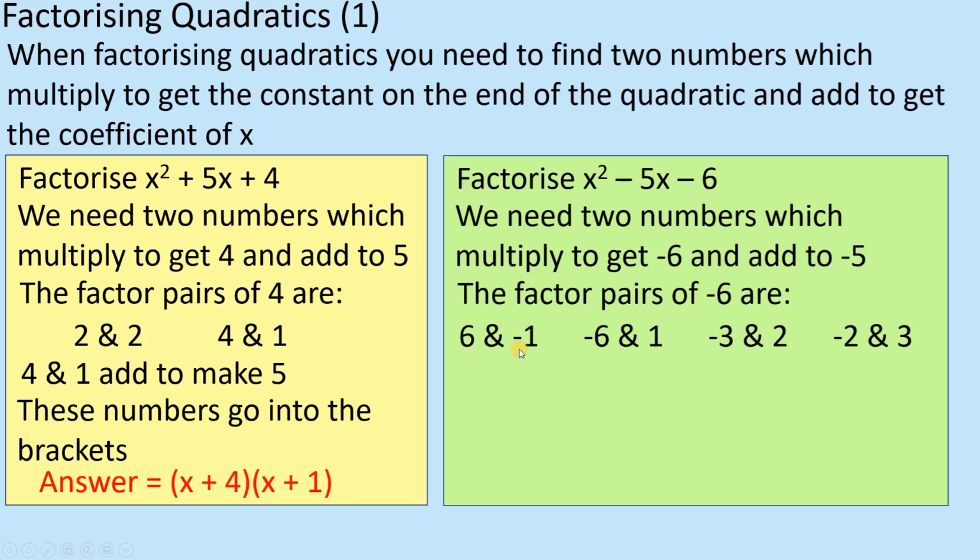Well, 6 and minus 1. So 6 take away 1 is 5. Minus 6 add 1 is minus 5. Here we go. So it's going to be this one. Let's double check though. So minus 3 and 2 is minus 1, and minus 2 and 3 is 1. So it's this one. All right, so it's minus 6 and 1.